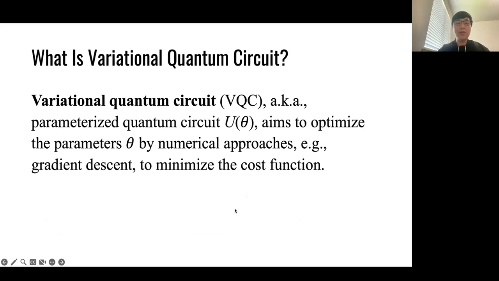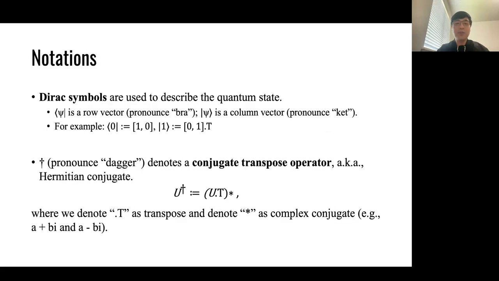First, we want to answer a question: what is a variational quantum circuit? A variational quantum circuit, short for VQC, is also known as a parameterized quantum circuit. It aims to optimize the parameters theta by numerical approaches, such as gradient descent, to minimize the cost function. Before we move to the next step, we first want to introduce some notation.